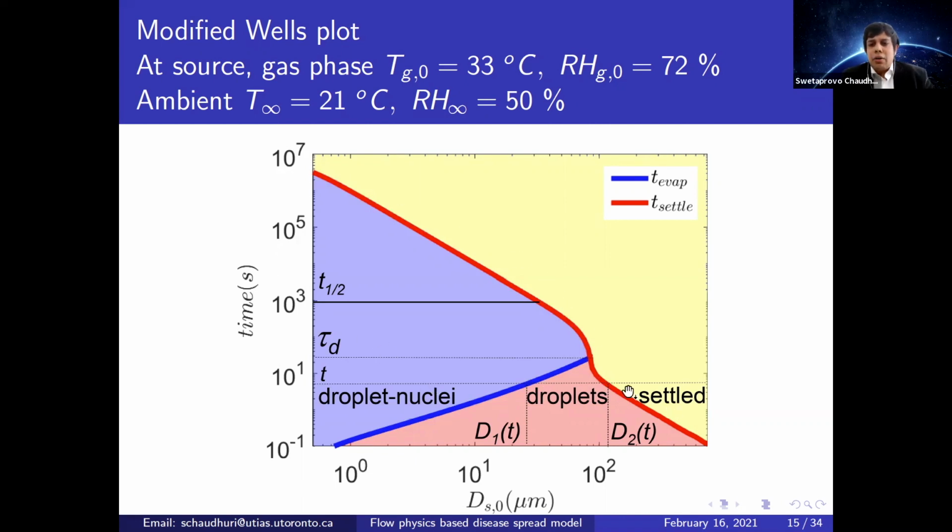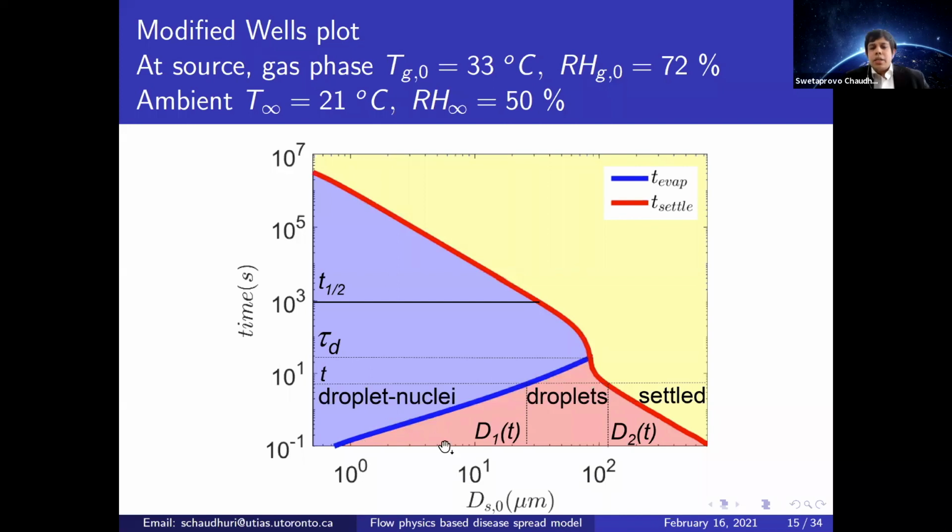Now there is a jump in slope because at very large diameters, the droplet settles in its droplet state itself. But after most of the droplet has evaporated, it is basically the dried droplet nuclei, and the size of the dried droplet nuclei and its state are different from that of the droplet. So that's why we get a difference in the slope here.